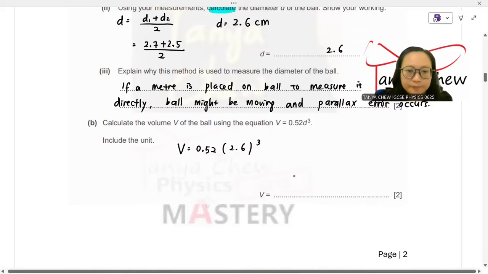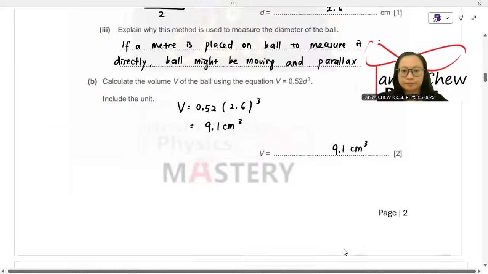So I'm going to cube it. And I got 9.1 cm cube. You see, two significant figures. So 9.1 cm cube is the answer.